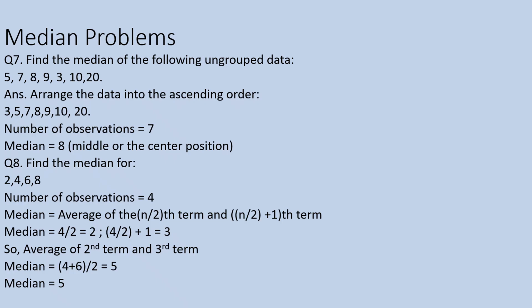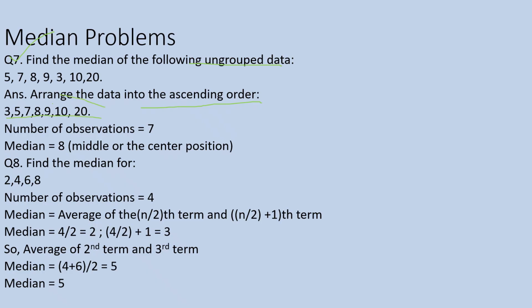Now we come to question number 7. Here we will have to find the median for the ungrouped data. The numbers are 5, 7, 8, 9, 3, 10 and 20. Here first we know that for median we will have to arrange the data into ascending order. So arranging it, we find that it is 3, 5, 7, 8, 9, 10 and 20.